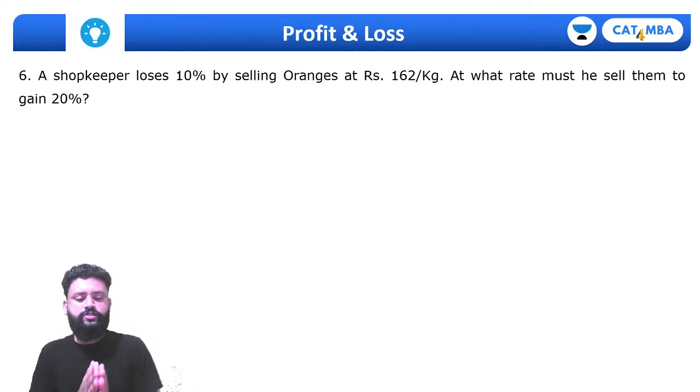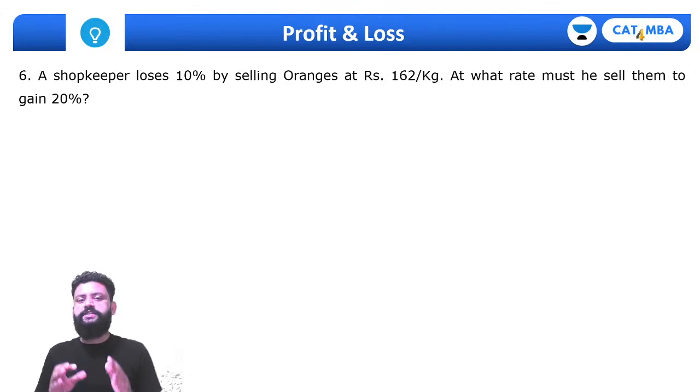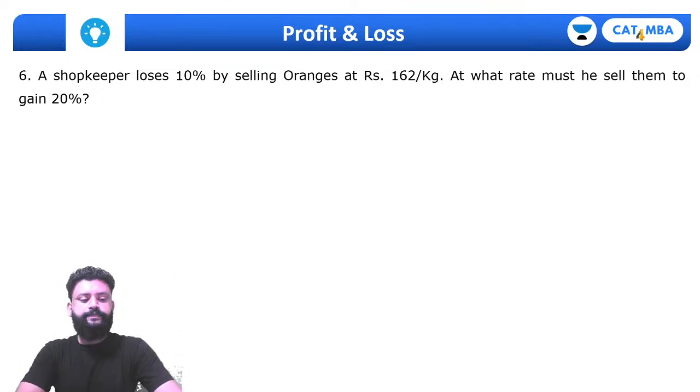Let's go ahead and solve this question. Next one. A shopkeeper loses 10% by selling oranges at rupees 162 per kg. At what rate must he sell them to gain 20%?